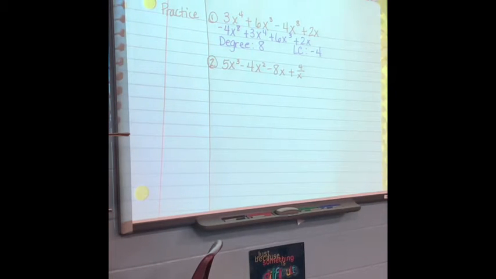You got to get it into standard form. That's the key. If it's a polynomial in one variable, you got to get it into standard form. All right, the next one. What's the problem there?